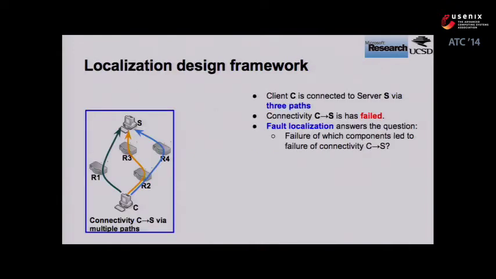So in this picture, you're seeing a client and a server. They're connected by 3 paths. One of the paths goes via router R1, and the other 2 paths go via router R2. The connectivity between client and server has failed. And so we want to figure out the failure of which of these components led to the failure in connectivity between client and server.